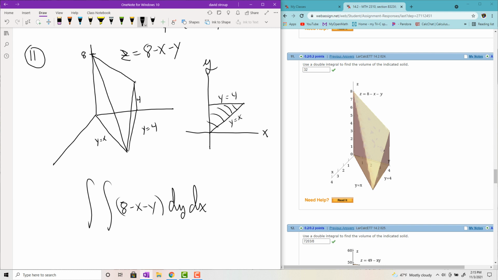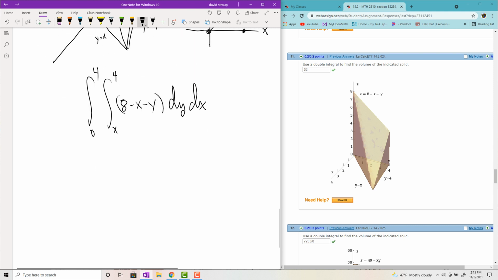So you're integrating from y equals x to y equals 4. So you have x and then 4. And then on the x-axis, it looks like you're going from 0. This point, because it's on the line y equals x, is going to be 4, 4. Right? So you're on the x-axis, you're integrating from 0 to 4. So 0 to 4 here. And then it's just chug away, right?